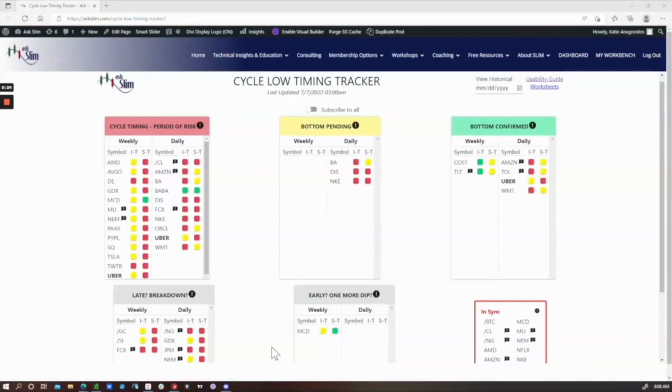Nike is found in 3 places on the Cycle Low Timing Tracker. It's found here in the cycle timing period of risk box for the daily time frame. And what that means is that we're in a period of time on the daily chart when we expect one cycle to make its low and for Nike to move up into the rising phase of a new cycle.